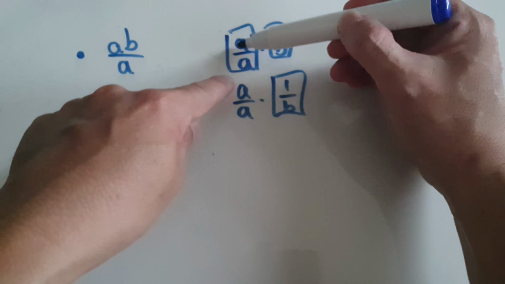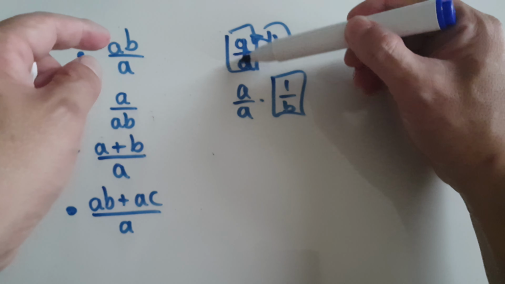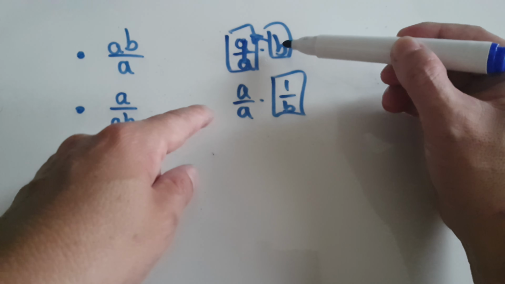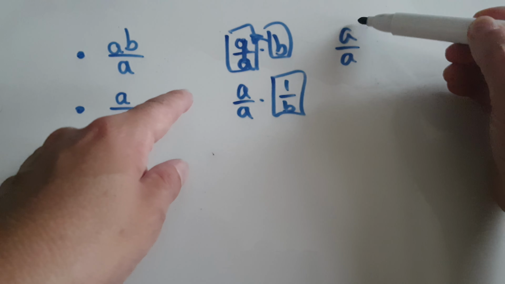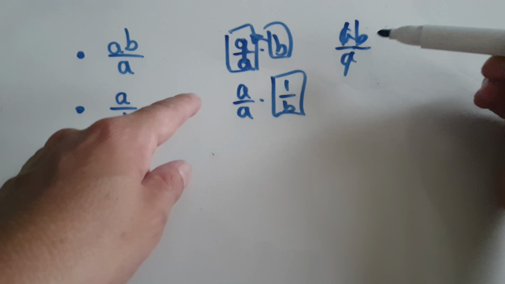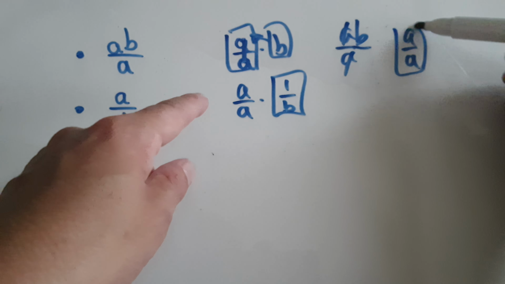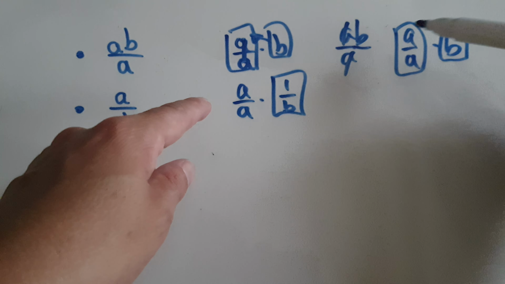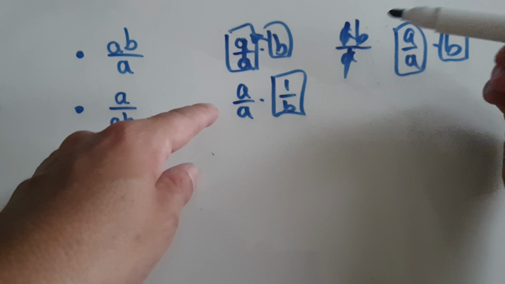So this thing here is the number 1. A over A is the number 1, and 1 times B is just B. That's why you're able to just simply cross out the A's, because it's A over A, which is the number 1, times a block of B. That's why you're able to just cross out the A's.